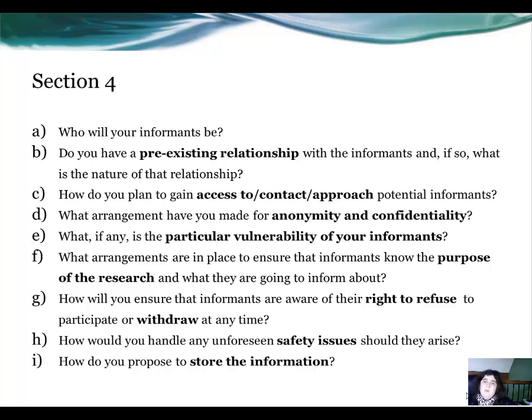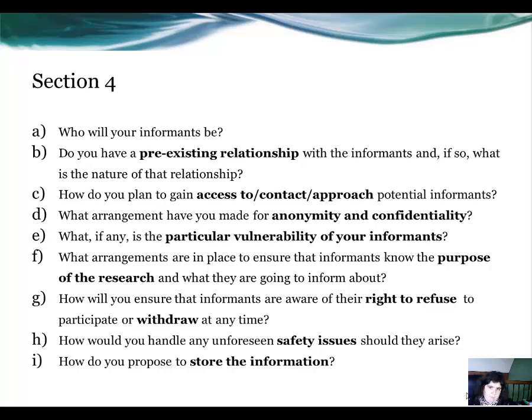What arrangements are in place to ensure that informants know the purpose of the research and what they are going to inform about? This again reflects back to the definition about ethical research, and this relates to consent and understanding of participation and no deception.